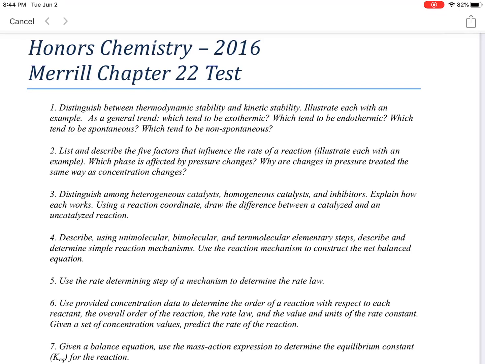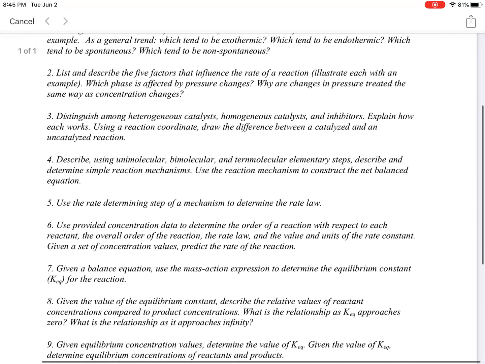But exothermic tends to be more spontaneous than endothermic, at least at the types of temperatures that we have on our planet, lower temperatures. 2, list and describe the 5 factors and which phase is affected by pressure changes. We know it's gas phase. Why are changes in pressure treated the same way as changes in concentration? Because again, it's the number of collisions per second that we're looking at, and if we're decreasing the distance between particles by increasing the pressure, then we're getting more collisions per second. So again, the 5 factors: nature of the reactants, temperature, concentration, surface area, presence of a catalyst, all in terms of particle collisions.